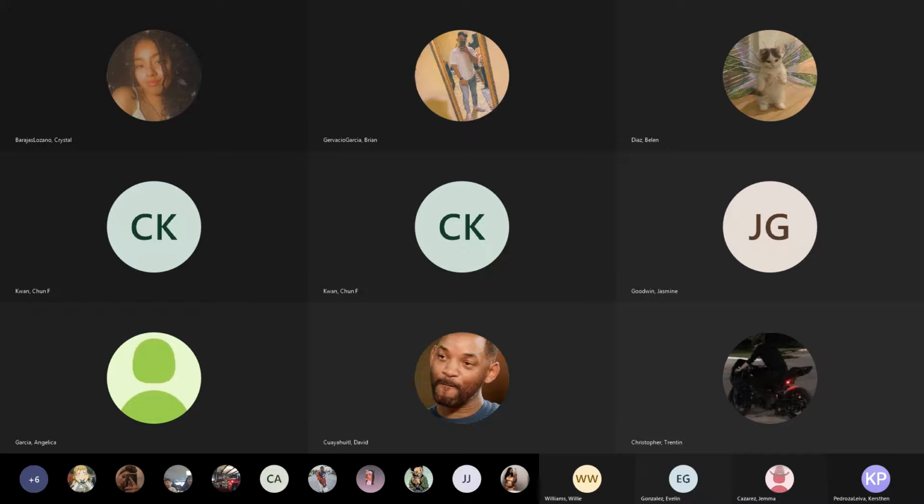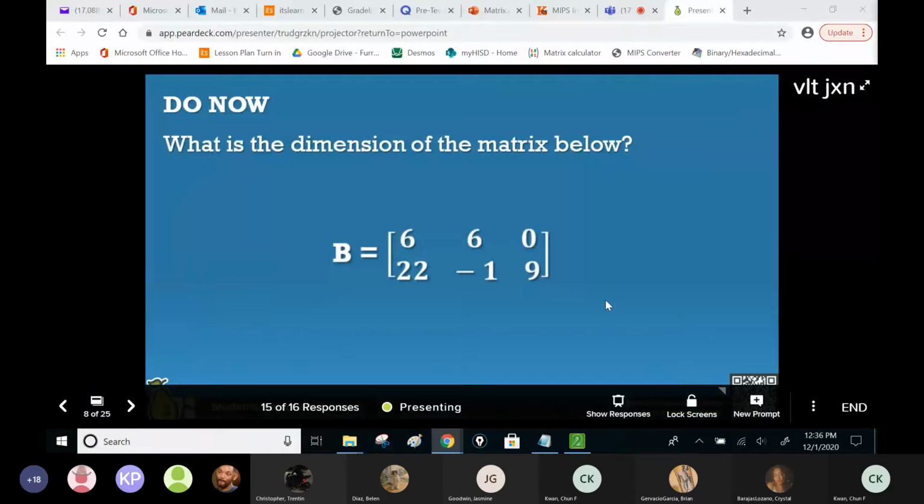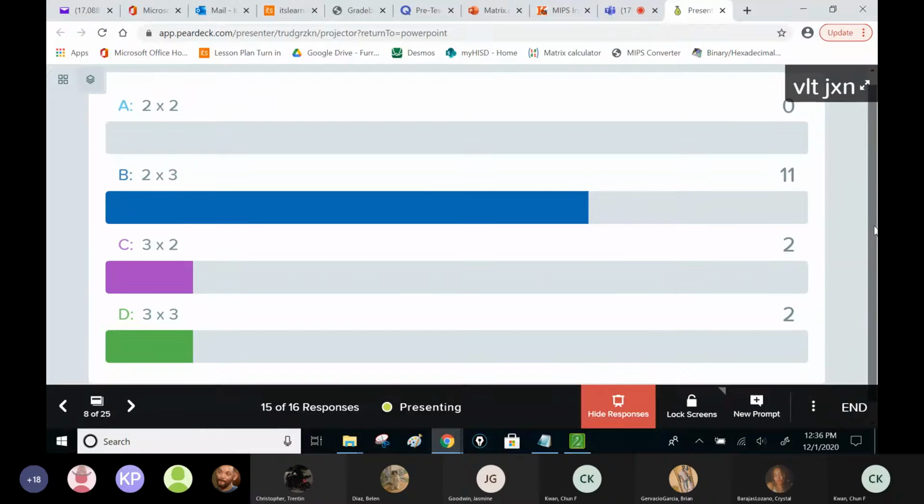All right, let me go over this. So let's see what answers did you pick. So you guys pick B for the most part. The majority of you guys pick B, and then 2 of you guys pick C, 2 of you guys pick E.